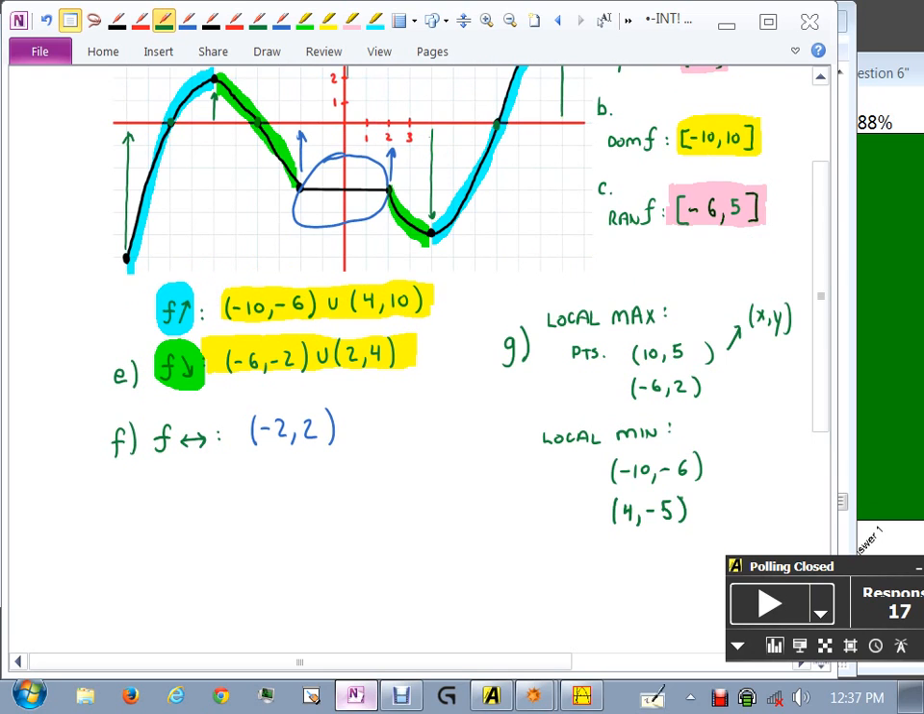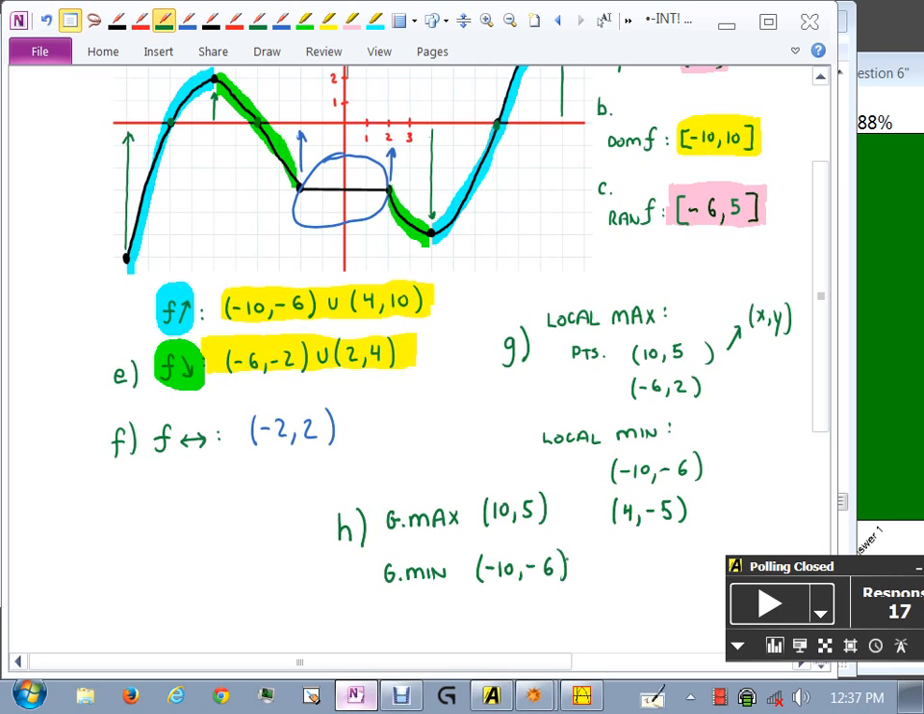What about global, which is H? So what is the global, I'm going to say G max, and then G min. So the global max happens at the point 10, 5. The global minimum happens at negative 10, negative 6.